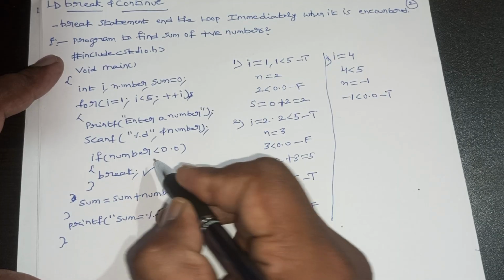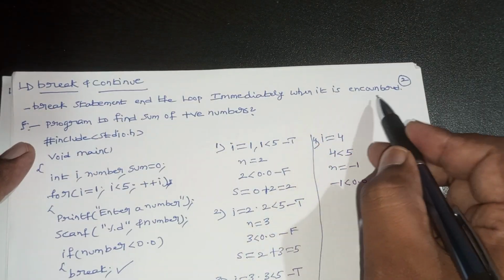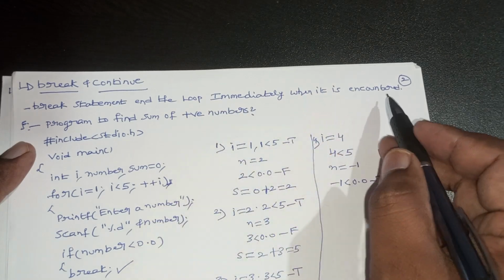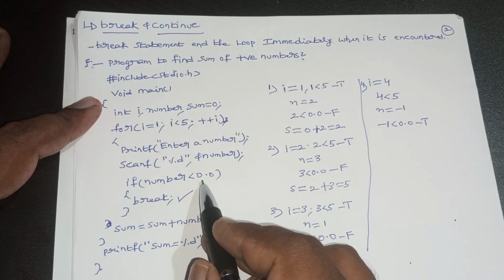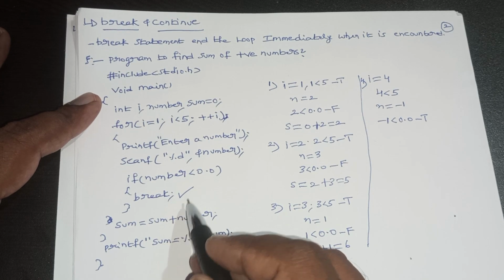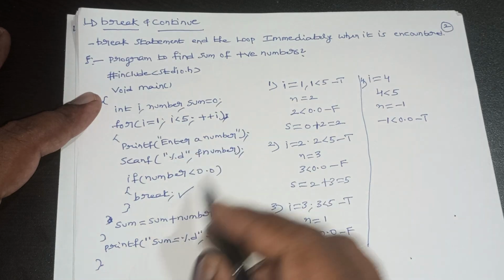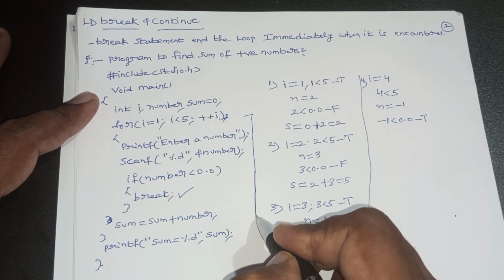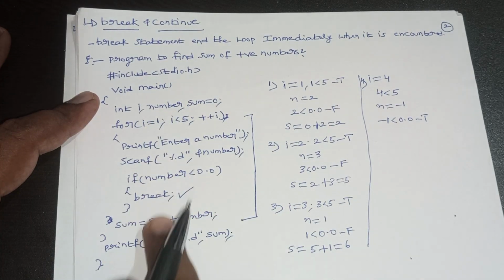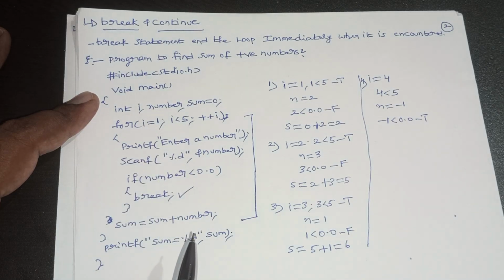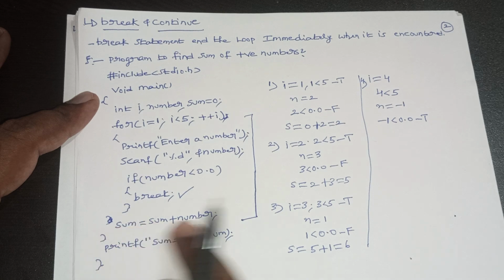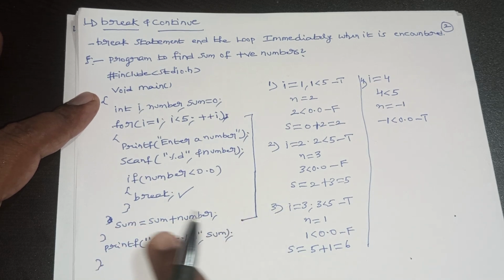So when I see break, what happens when it is encountered? The break statement ends the loop immediately when it is encountered. Because the condition is true, I encounter break, then immediately this entire for loop will be broken. Don't do anything, simply break everything. That's what break means. Now immediately come out of the for loop.